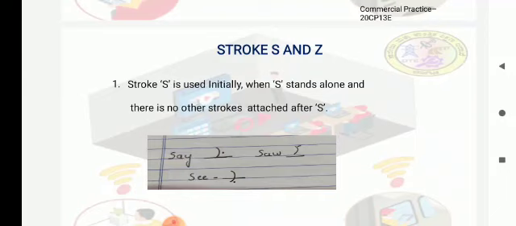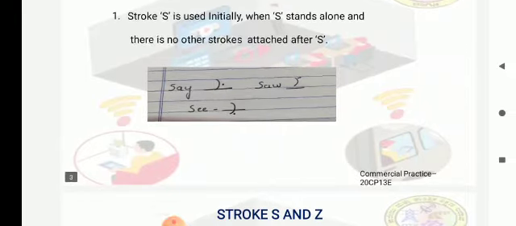Look at the word "saw": it consists of consonant S and a vowel. So you have to use stroke S. The third example you can see is the word "see". The word "see" consists of stroke S and a vowel. So you have to use stroke S instead of circle S. So the rule says when a particular word has only stroke S, then you have to use the stroke S instead of circle S.